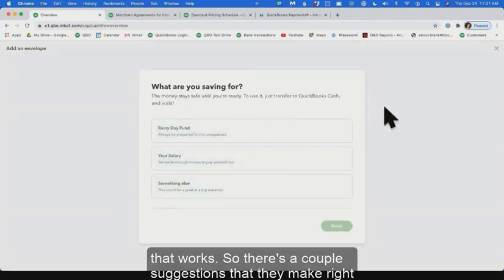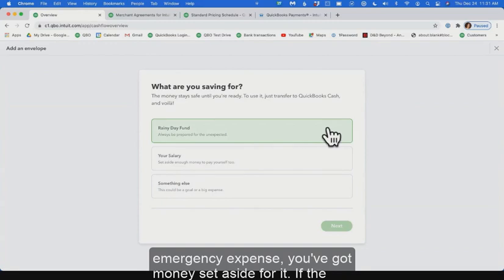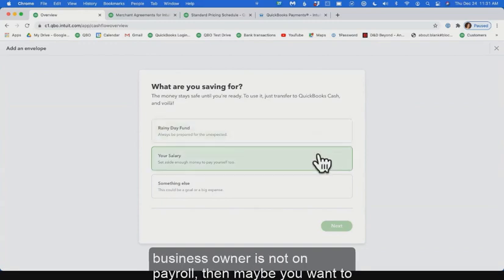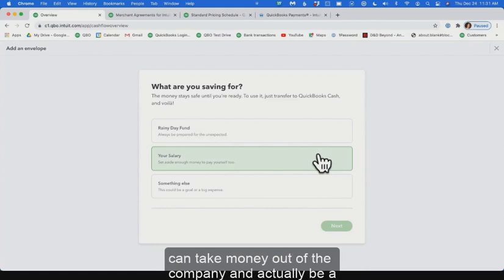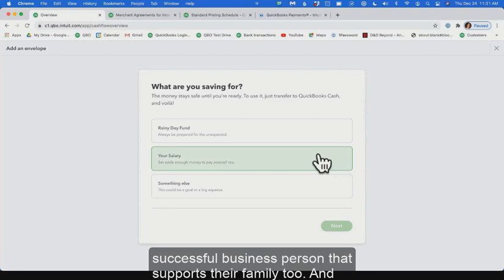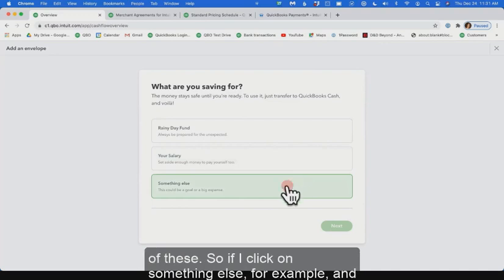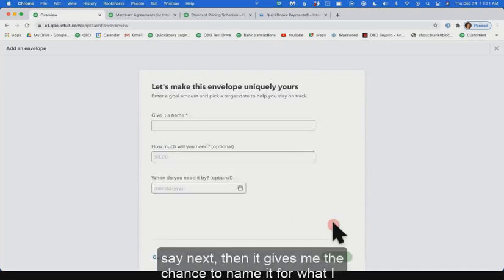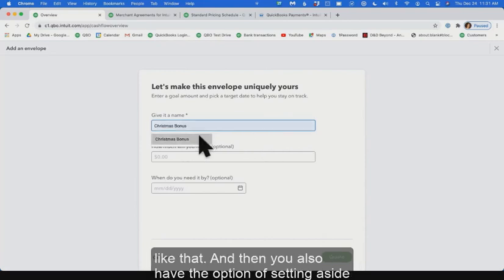So there's a couple suggestions that they make right off the bat. Rainy day fund, so that if you have an unexpected emergency expense, you've got money set aside for it. If the business owner is not on payroll, then maybe you want to set aside money for them for their owner draws so that they can take money out of the company and actually be a successful business person that supports their family too. And then there's also something else. So you could do any of these. So if I click on something else, for example, and say next, then it gives me the chance to name it for what I want it to be. Like maybe I'll do Christmas bonus or something like that.